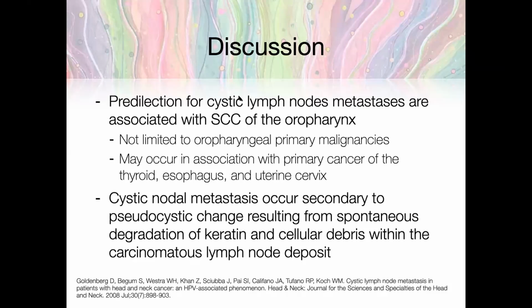The phenomenon of cystic nodal metastasis has been postulated to occur secondary to pseudocystic change, resulting from the spontaneous degradation of keratin and cellular debris within the carcinomatous lymph node deposit. However, some may favor that these are actually true cysts lined by neoplastic epithelium in the central portion of the lymph node with lymphoid elements occupying the periphery of the node.